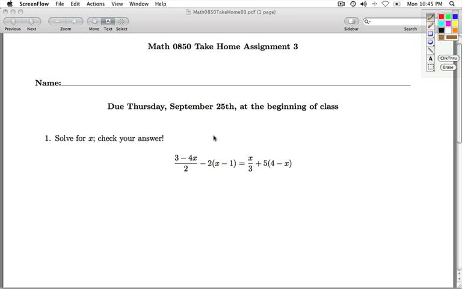Hi folks, this is Beginning Algebra Take Home 3. We're asked to solve for x and check your answer.